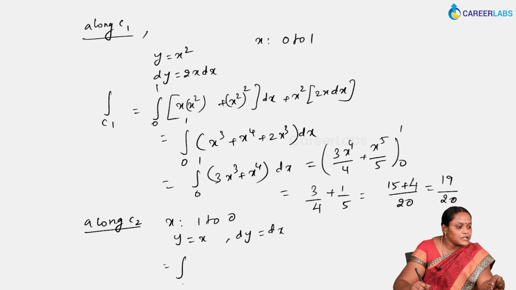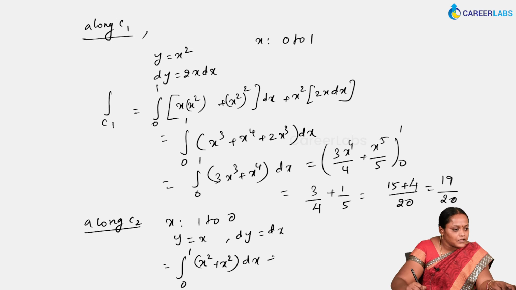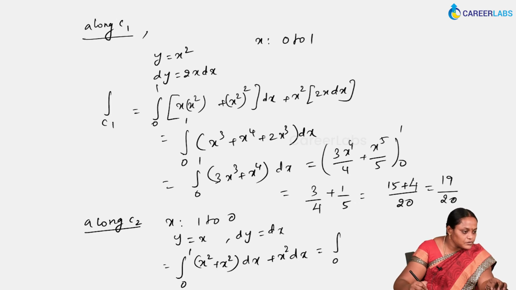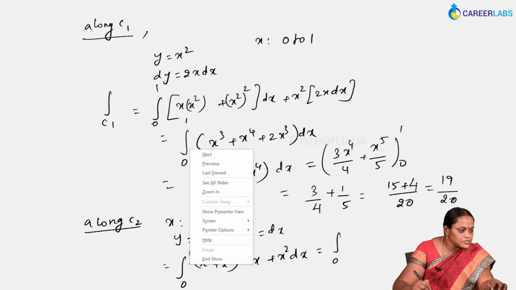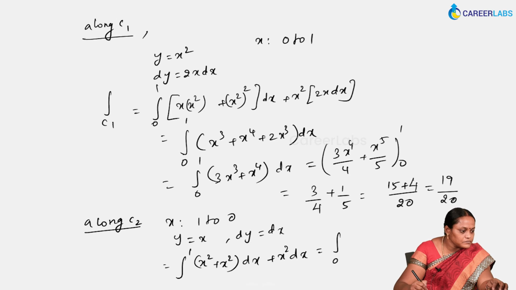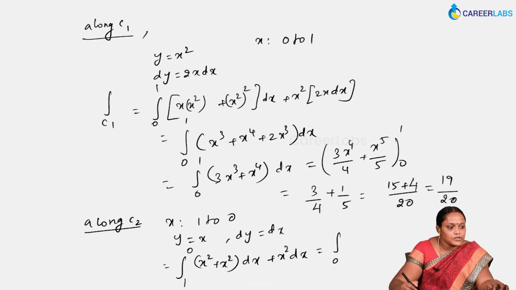So this is integral 0 to 1, in the place of y it should be x. So x into x will be x square plus x square into dx and plus x square, instead of dy it is dx. So this is nothing but integral, the limit is from 1 to 0, so here also it is 1 to 0, 3x square dx.